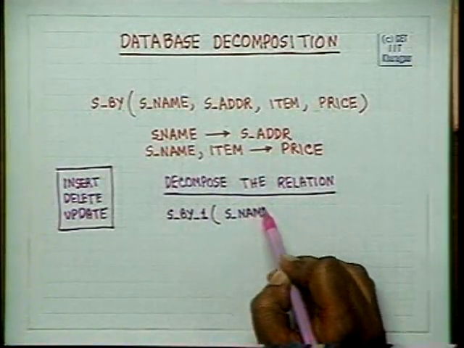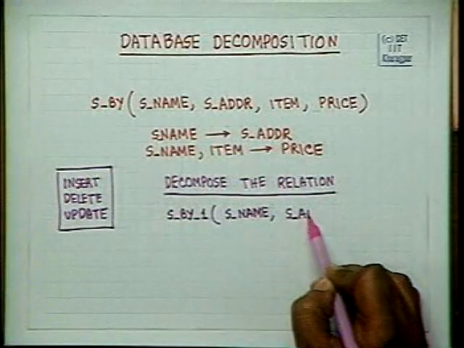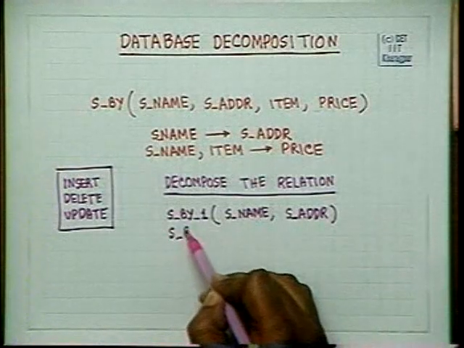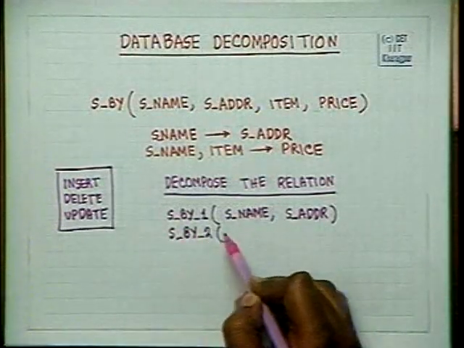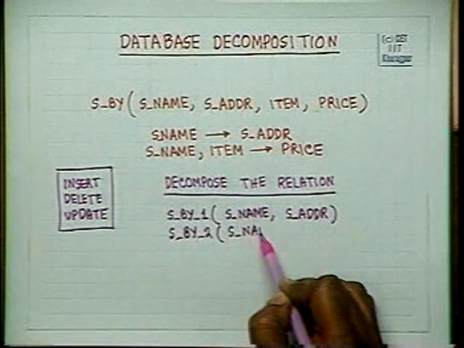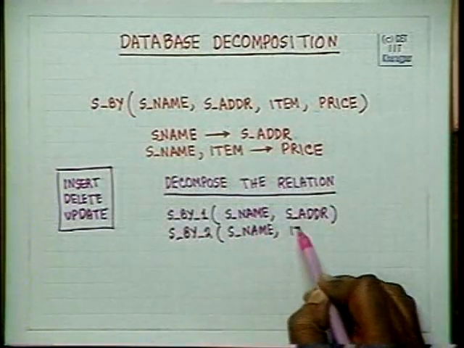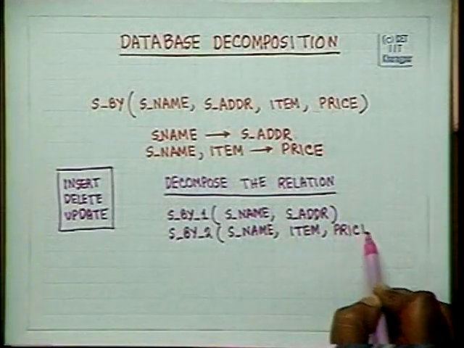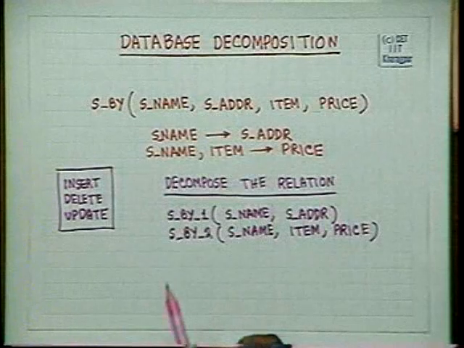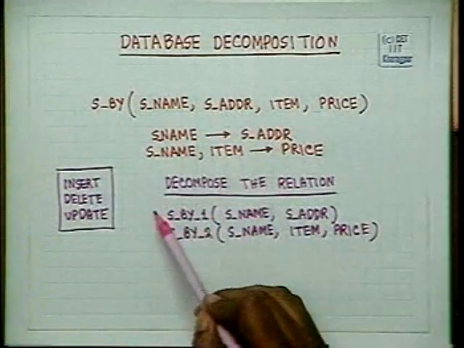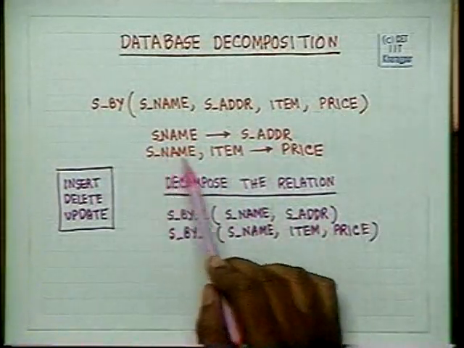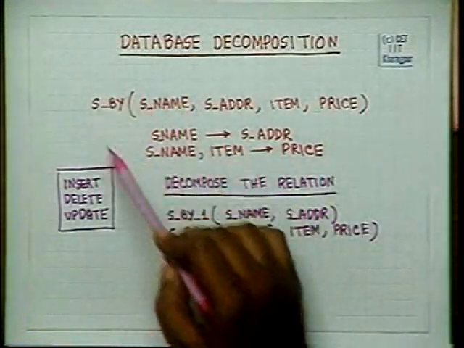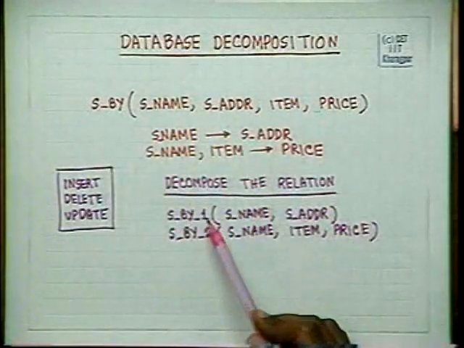One is supplier name and supplier address, and the second is supplier name, item and price. Now this functional dependency will be checked on this relation, and this functional dependency will be checked on that relation. So given a set of functional dependencies on a relation, we can decompose it.